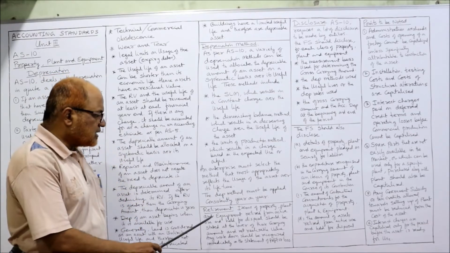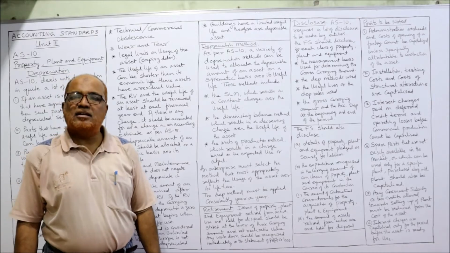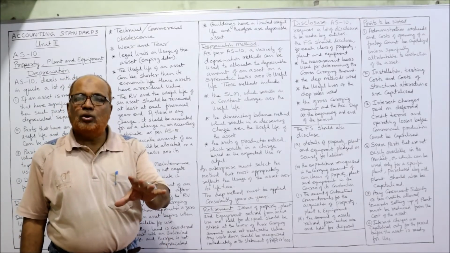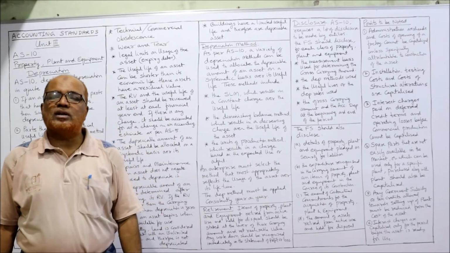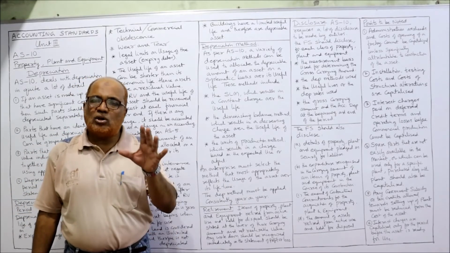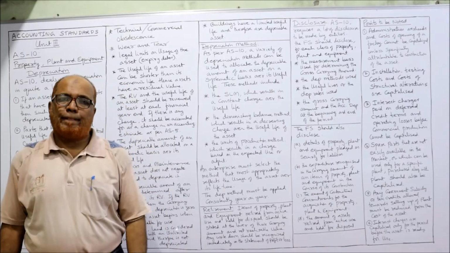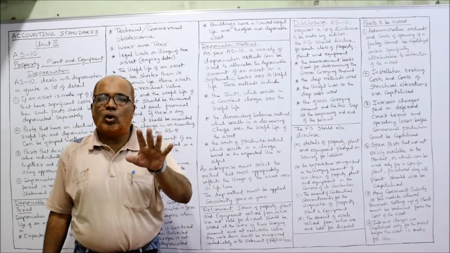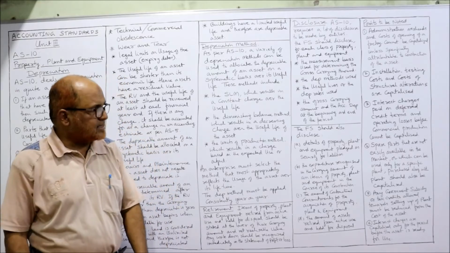That's it. Now retirement. Sometimes an asset has to be retired. Retired means not in use. If the asset is not in use, then AS 10 suggests that we have to find out the carrying value and the net realizable value. Till the time it is not disposed of, we will find out whichever is lower. That means carrying amount or net realizable value, whichever is lower, should be recorded on retirement of the asset.